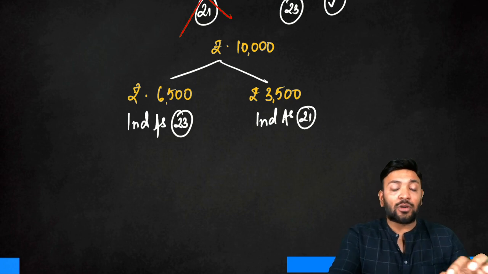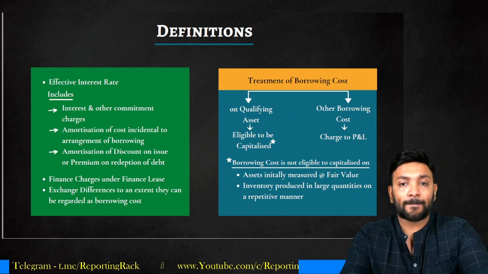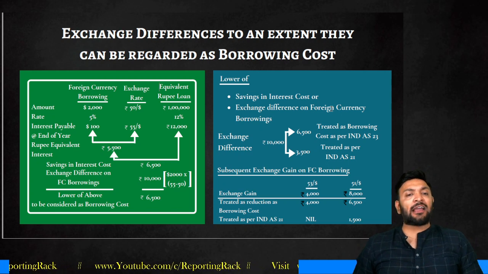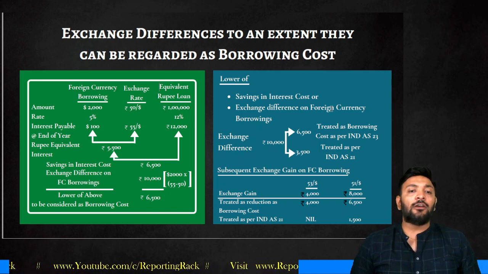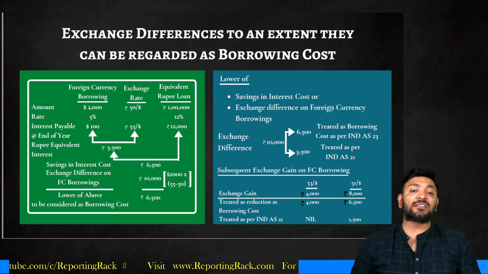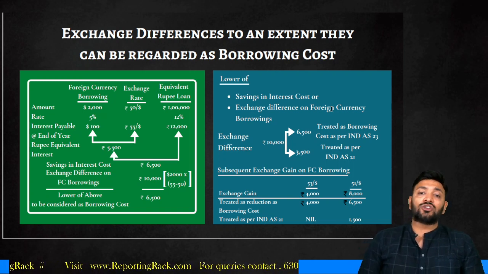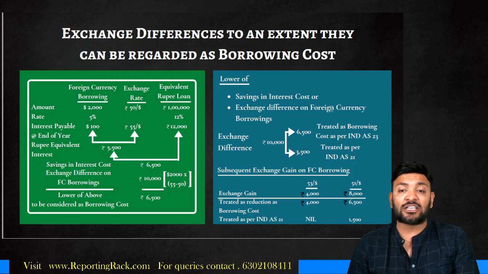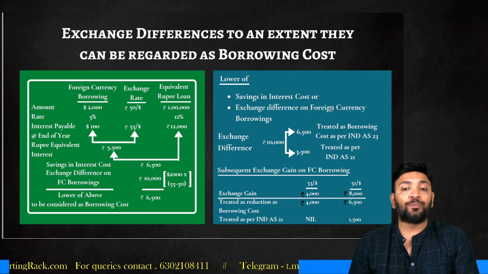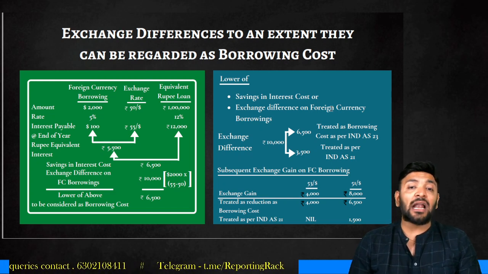I have given you a similar example out here. Even if you haven't copied it down, no problem, because the similar example is already there. So I've given the same thing, rupee equivalent borrowing of 1 lakh, 5%. I just took the exchange rate as 55 and the value is 5,500 in rupee terms and the saving is 6,500. Exchange loss is 10,000. Therefore, I have the lower of those both, 6,500, to be considered as borrowing cost. So out of 10,000, 6,500 is treated as borrowing cost under Ind AS 23, while the balance amount of exchange loss of 3,500 should be treated as per Ind AS 21. So this is a fundamental concept of exchange loss. To an extent, they can be regarded as borrowing cost.